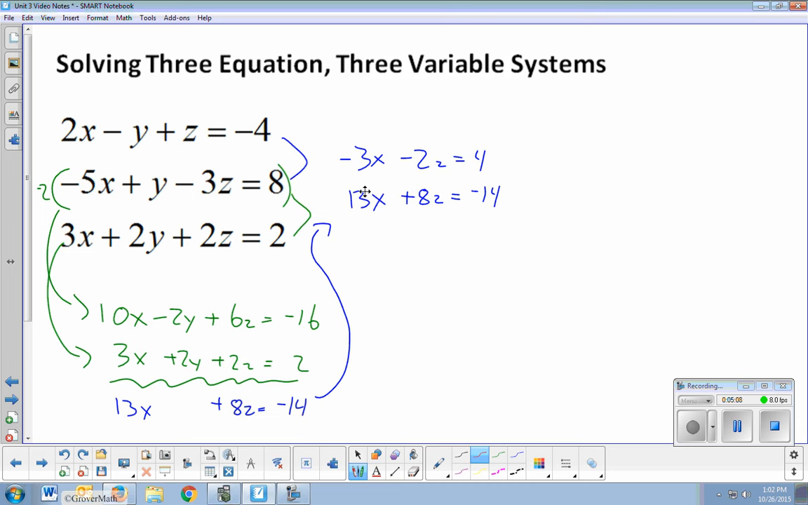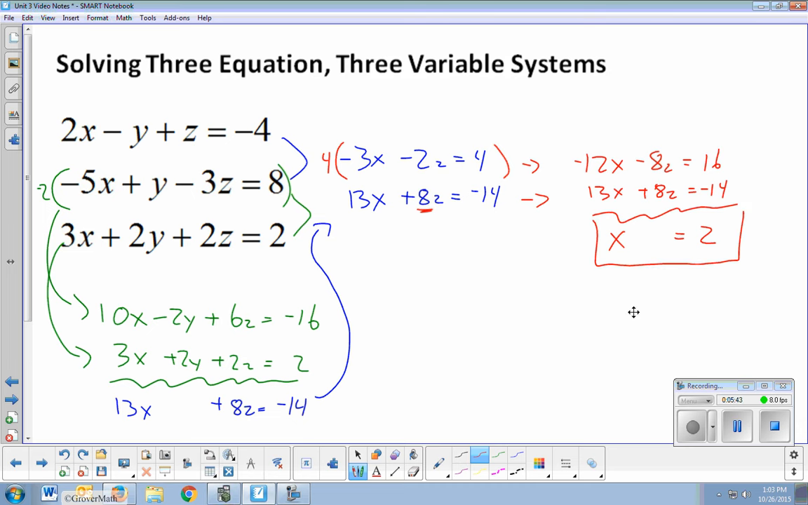I can figure out a way to cancel out the x's or figure out a way to cancel out the z's. And in this case, the z's are the easier way to go. If I multiply this by 4, that'll change to be negative 12x minus 8z equals 16. The reason why I did that is because I know this has a positive 8z. So now I can write this one as is, unchanged, plus 8z equals negative 14. And when I add them together, I end up with x equals 2. And that's it right there.